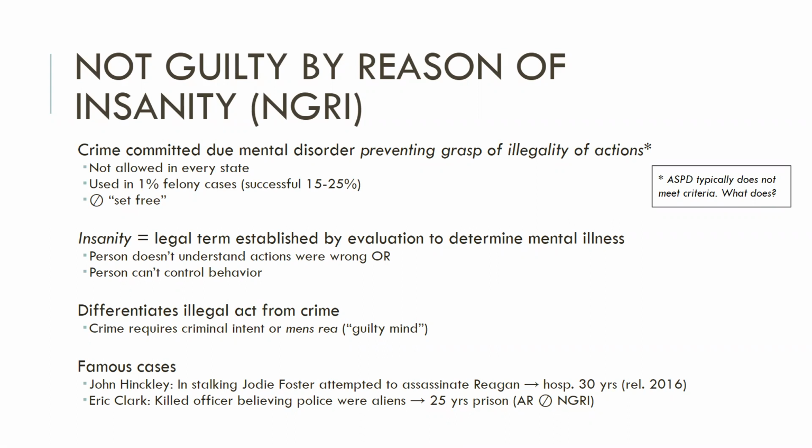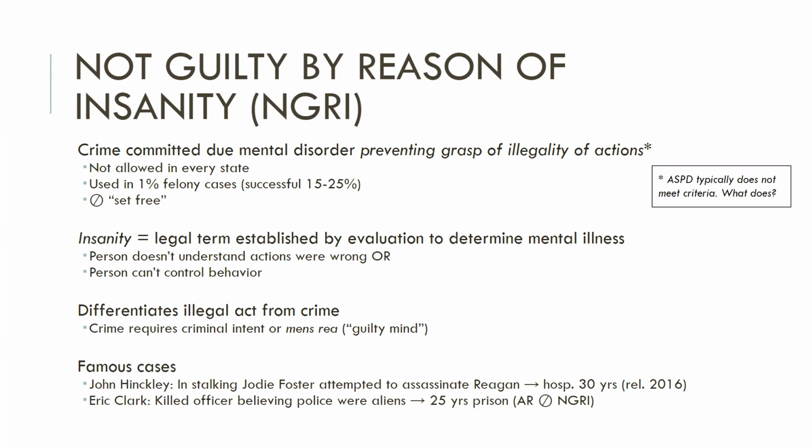And so for someone to be found not guilty by reason of insanity, they have to be in one of those states that allows it in the first place. And then they have to be declared legally insane, which would prevent them from being charged as guilty of committing a crime. Instead, they would be found not guilty by reason of insanity, meaning they committed an illegal act, but not a crime.